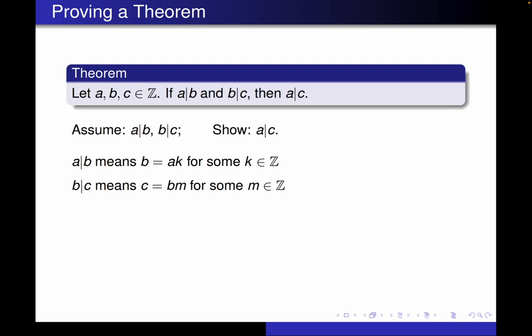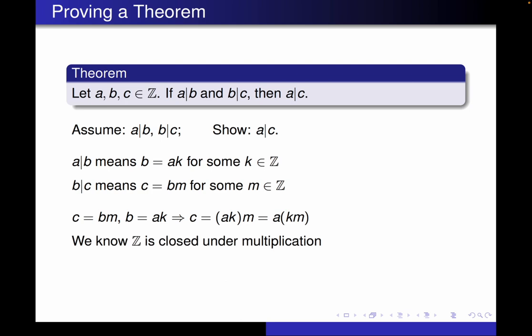All right, so let's see if we can figure that out. Well, we know that c is equal to b times m, and b is equal to a times k. That b appears twice there, once in the equation with c, and we can plug in that second expression, b equals a times k, into the first to get c equals a times k times m. And then we can use the associative property to write that as a times km. And we know by closure that Z is closed under multiplication, so that means that km is an integer. And that tells us, since c is equal to a times km, that a divides c.